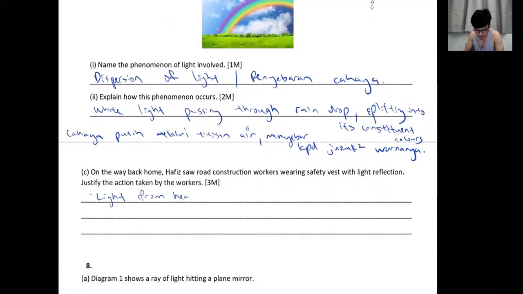So light from headlamp. Okay, headlamp is the car headlamp. Light from headlamp hits the safety vest. Okay, so light hits the vest and bounce to Hafiz's eye. That's why you can see. So cahaya dari lampu hadapan. Okay, kereta, you want to see kereta also can. Okay, terkena ada baju keselamatan.